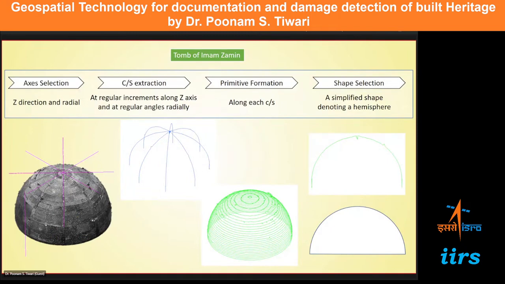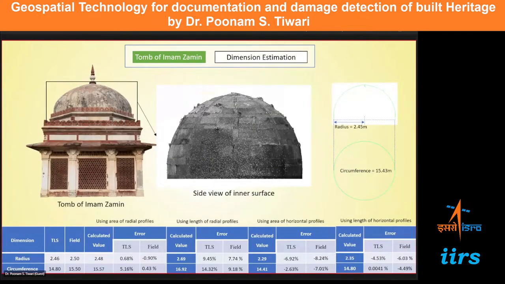So similarly, we have selected the axis, and cross sections at regular intervals were generated. Then primitives were formed along each cross section, and a simplified shape was created. Okay, like this. So you can see this again, what best shape fits here. So based on all that, the dimensions were taken.